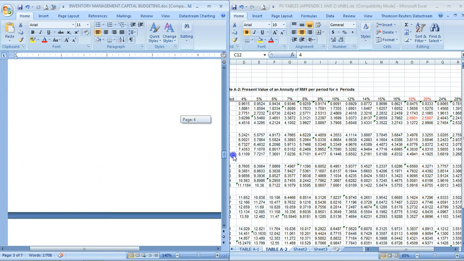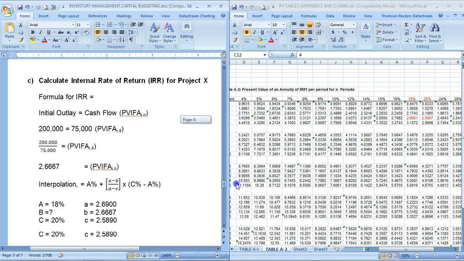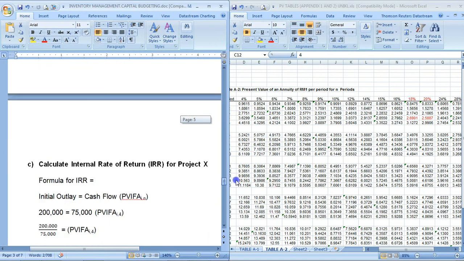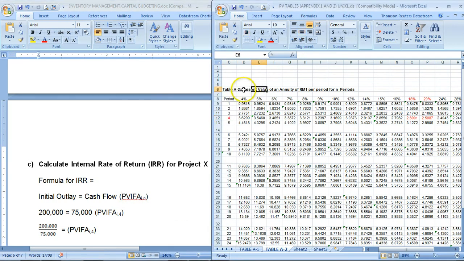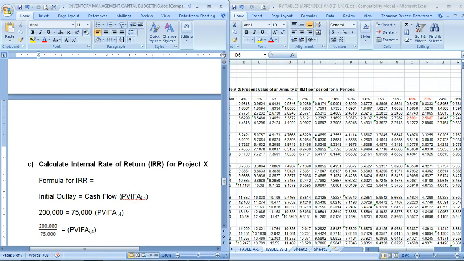As you scroll down, as you cover all this, right now we are in IRR. How to calculate? This is the formula: initial outlay equals cash flow times PVIFA. Remember, this uses the PVIFA tables, as you can see on your right side. Don't make any careless mistake. If you take PVIF, it's wrong. It is PVIFA. Now your initial outlay for project X is 200,000.